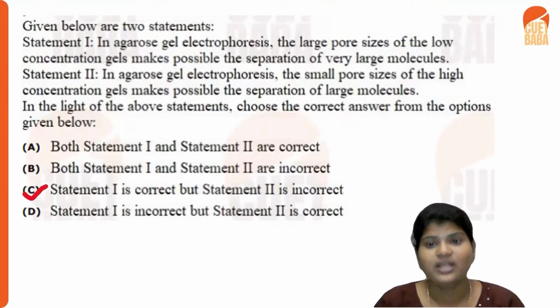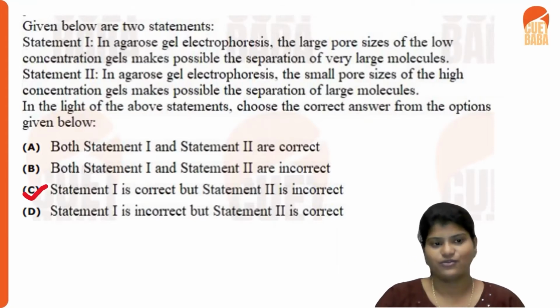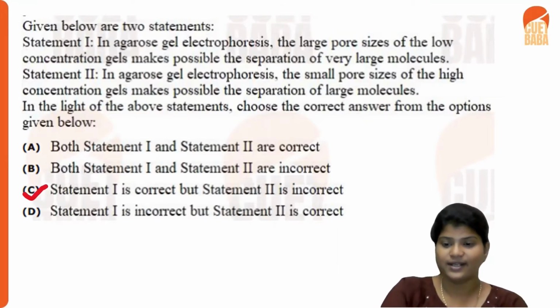And statement 2: the small pore size of a high concentration gel is possible of separating large molecules. If the concentration of gel was high, what happened? The pore size will also be small. It cannot be able to separate the large molecules. Okay, so statement 2 is wrong. So option C will be the correct answer.